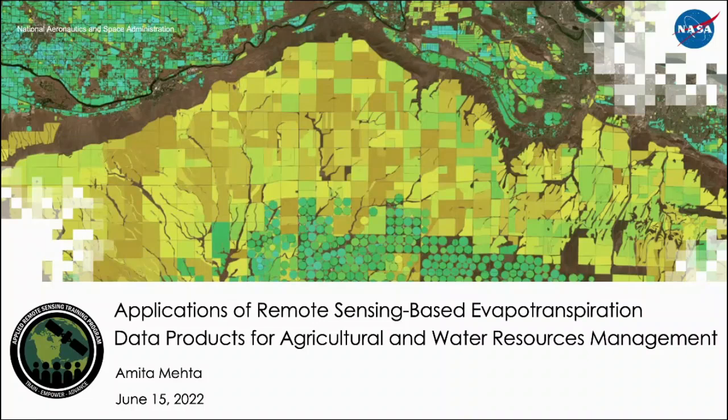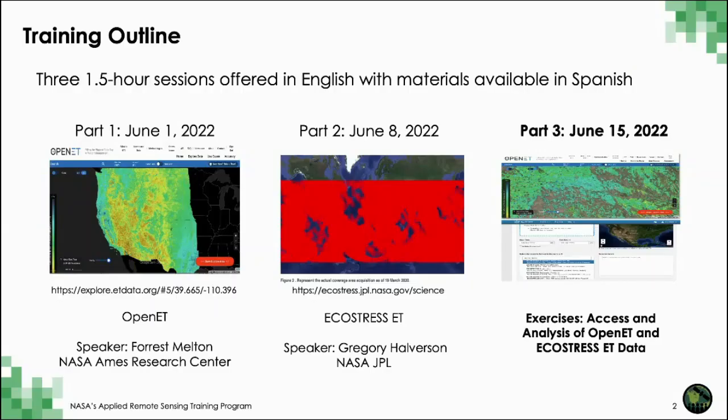Hello and welcome back everyone to this webinar series on applications of remote sensing based evapotranspiration data products for agricultural and water resources management. This is the third and last session today. Earlier we had an overview of OpenET data and ECOSTRESS ET data. Today we will focus on exercises where you will have a chance to work with these two websites to access and download ECOSTRESS and OpenET evapotranspiration data.